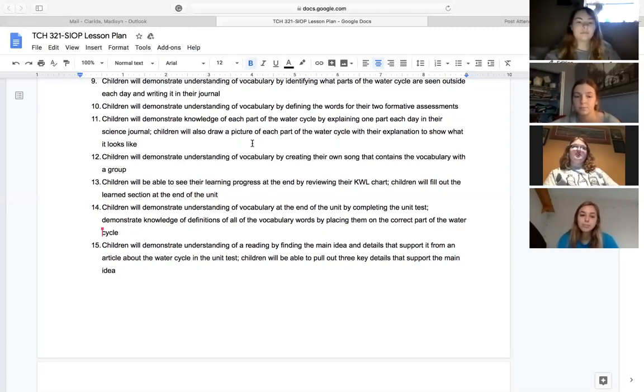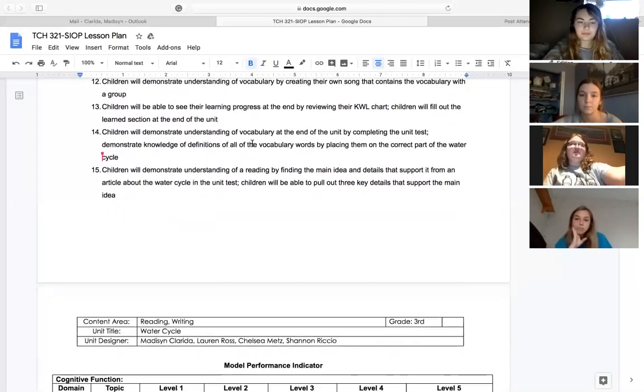15, children will demonstrate understanding of a reading by finding the main idea and details that support it from an article about the water cycle in the unit test. Children will be able to pull out 3 key details that support the main idea. And after all this, they should be ready for the test.